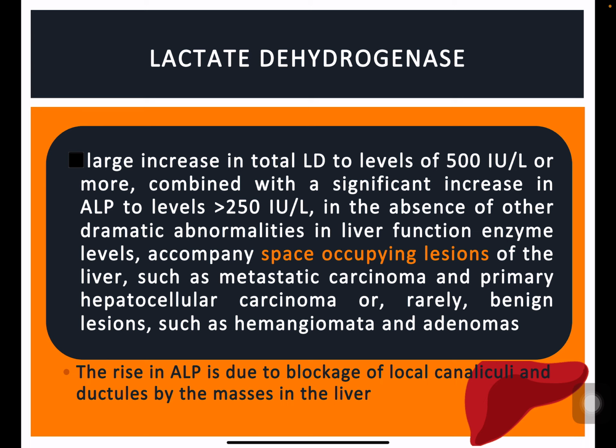So the rise in alkaline phosphatase is due to the blockage of the local canaliculi and ductules by the masses or any tumors in the liver.